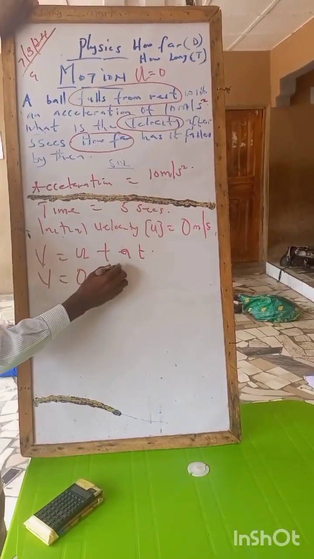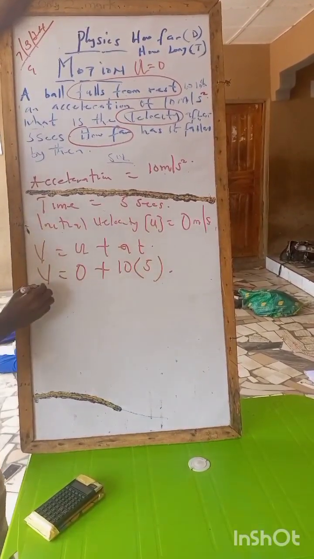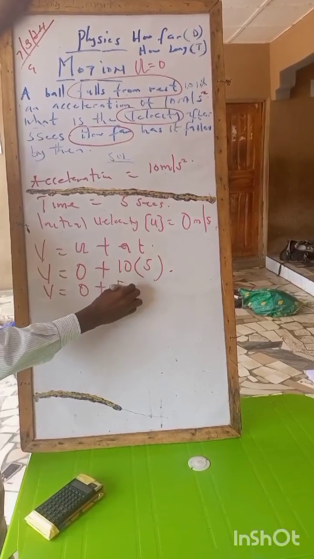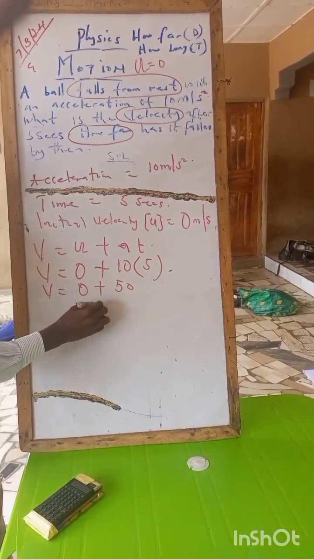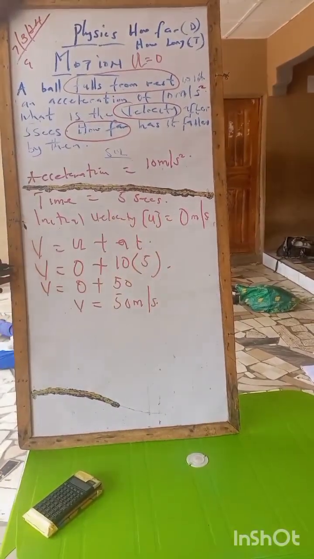which is 10, and t is 5. Then v will be equal to 0 plus 50. Therefore, our velocity is equal to 50 meters per second.